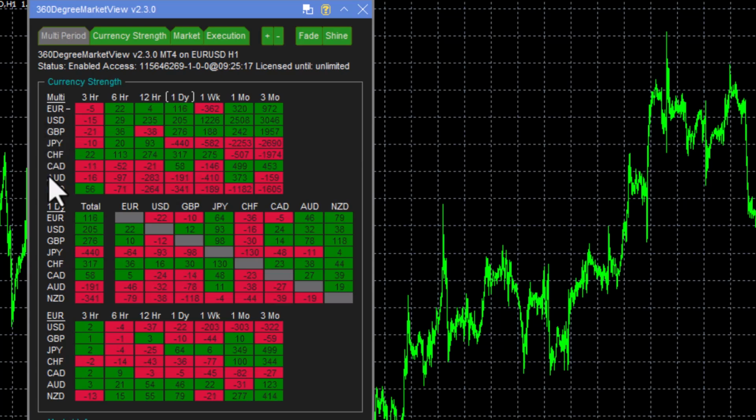It compares it with other currencies that are being traded. So, for instance, here you can see the strength of the currencies. How many pips has the currencies moved in the last 12 hours, the last day, the last week, the last month, and the last 3 months, and the last 6 hours, and the last 3 hours. So we want to see how many pips the currencies are moving.